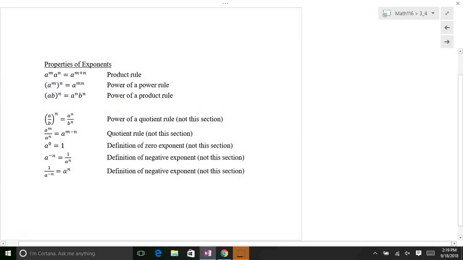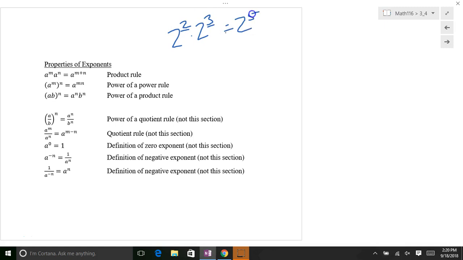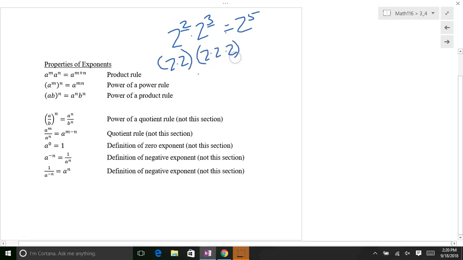Alright, so let's look at properties of exponents now. So if you got a to the m times a to the n, that's a to the m plus n. That would be, for example, like 2 squared times 2 to the third is 2 to the, you add those, 2 to the fifth. Right? Because why that is, because you got 2 squared, there's 2 of those. You got 2 cubed, 3 of those. So how many 2's you got?